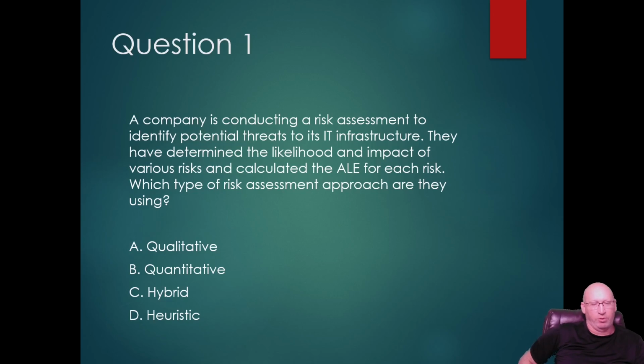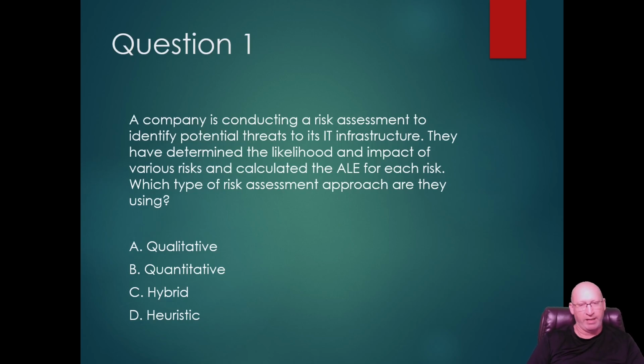Let's start with heuristic. Heuristic is based on experience. It's based on judgment, on our gut feeling. It's based on understanding that we have experience in this, and then we use our intuition and go, okay, well, this happened to this. It's really not a numbers game, and we are specifically talking about numbers because we're talking about ALE. Knowing that ALE deals with single loss expectancy multiplied by our annual rate of occurrence, we can rule out heuristic. That leaves us, I think, to kind of a hybrid motion.